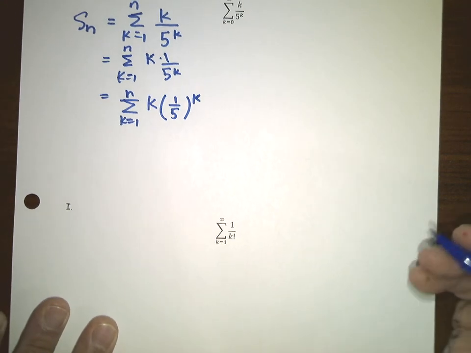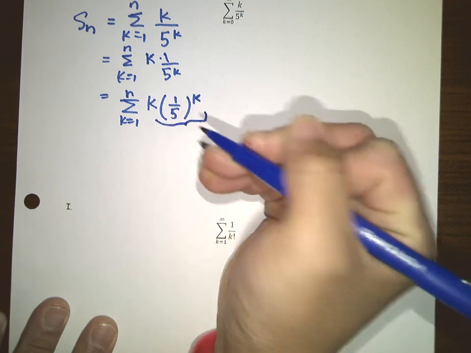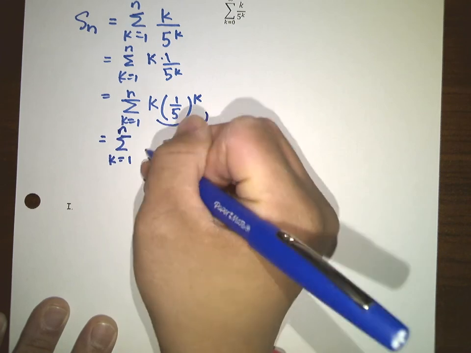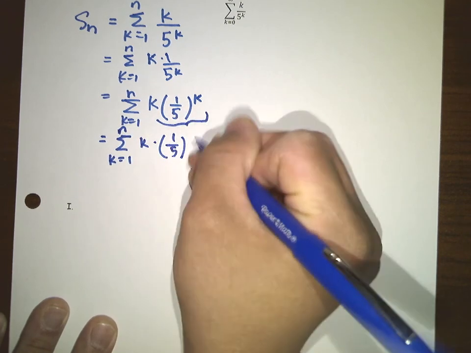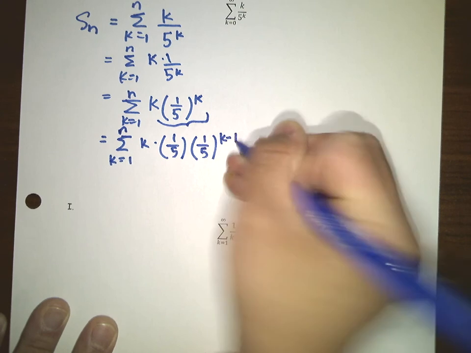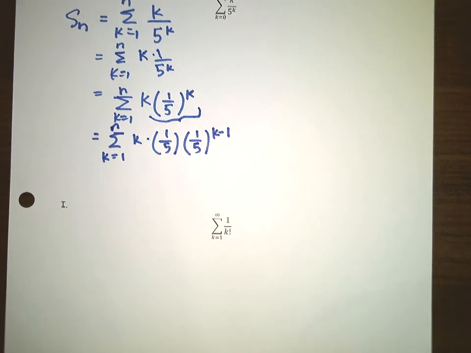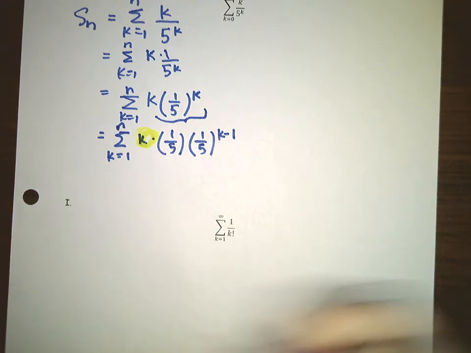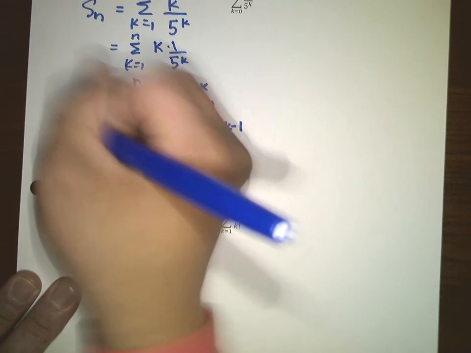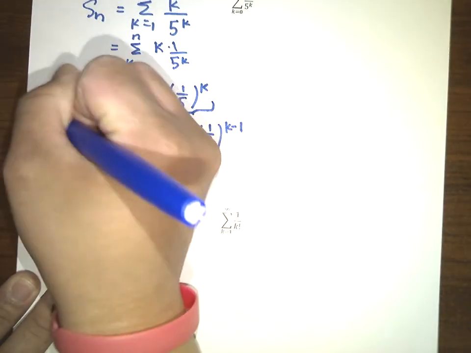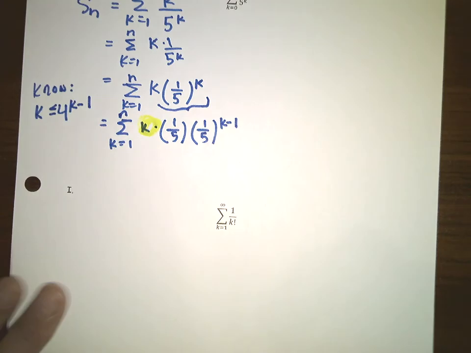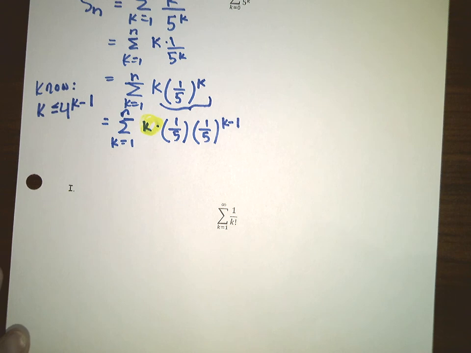So now I can rewrite this part here in geometric form. So sum k equals 1 to n of k times 1/5 times (1/5)^(k-1). But this part right here, this k in front, means that this is still not in geometric form. All right, so I know that k is less than or equal to 4^(k-1). If you didn't know that, now you do.